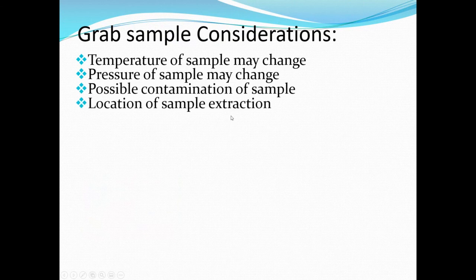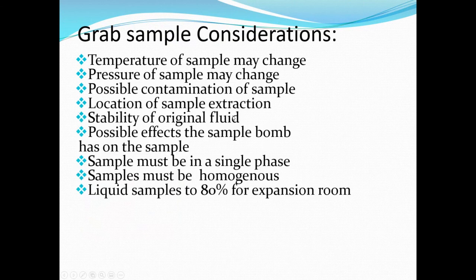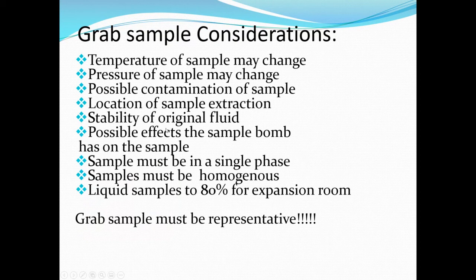Okay, considerations for grab sampling. I'll get them all up here at once, hopefully. And you'll see there's many of them. And these are all things that can occur from the time the sample is taken to the time that it's analyzed. And remember, you're at the mercy of the person who's grabbing the sample, right? So temperature of the sample could change. The pressure of the sample could change. Temperature and pressure are related. So if the temperature cools down, the pressure is going to go down. If the temperature goes up, the pressure is going to go up. Possible contamination of the sample.